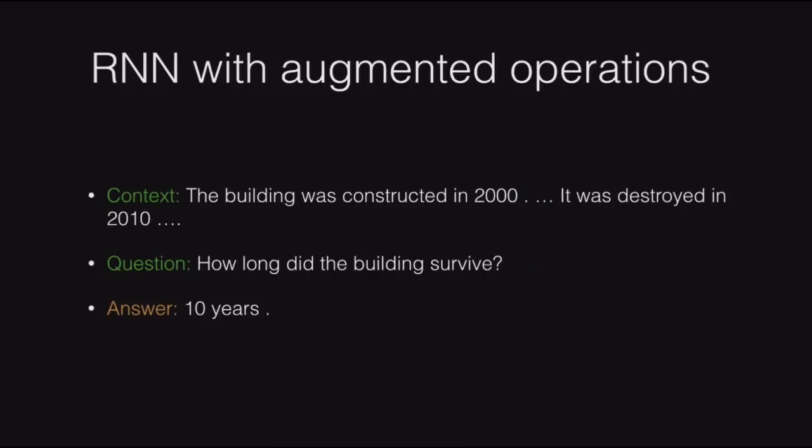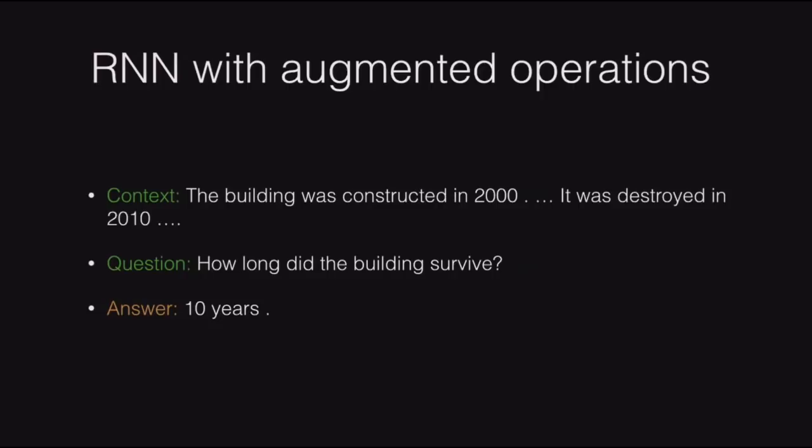And then the question would be, how long did the building survive? And the answer would be 10 years. Now, how would you answer this question? Well, you say 2010 subtract 2000, which is 10 years. Now, neural nets, if you can train with a lot of examples, can do that too. It can learn to subtract numbers and things like that, but it requires a lot of data to do so.